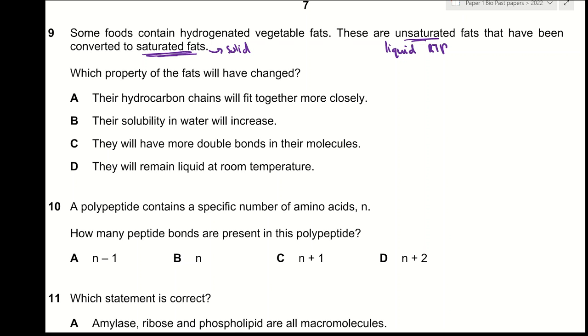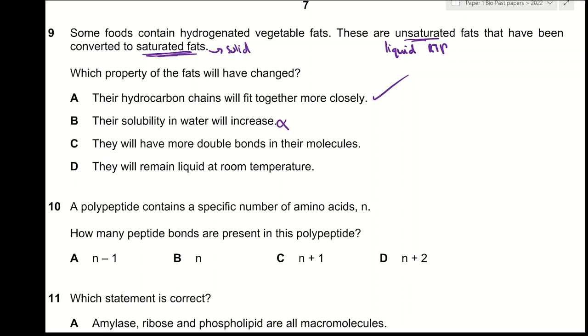Now, let's start with A. Their hydrocarbon chains will fit together more loosely. This is correct, because if it turned from liquid to solid, then their hydrocarbon chains will fit closer together. Now, for B, their solubility in water will increase. Solubility here is not altered. The reason for this is that we all know that fats are nonpolar molecules, so all of them are insoluble.